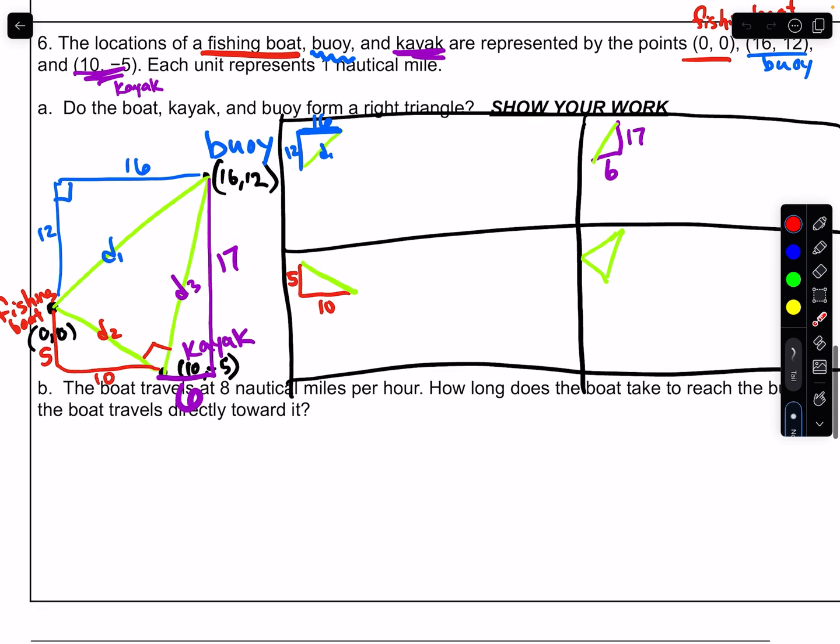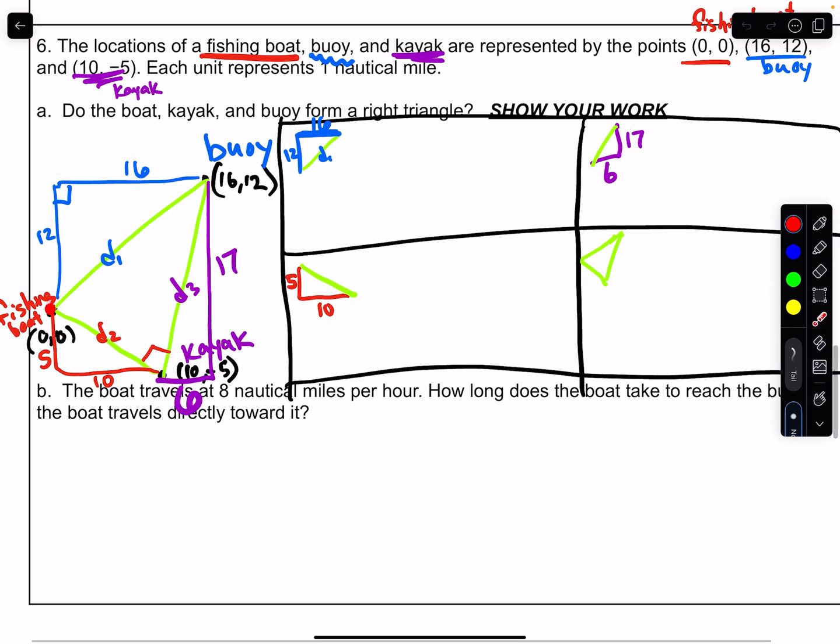All right, so then what I did next was I plotted that 0, 0, that's the origin, is the fishing boat, and then the buoy and the kayak, and I labeled them in black here for what the ordered pair is for each of those. And so, yay. I drew the green lines between them, and you can see the triangle in question.